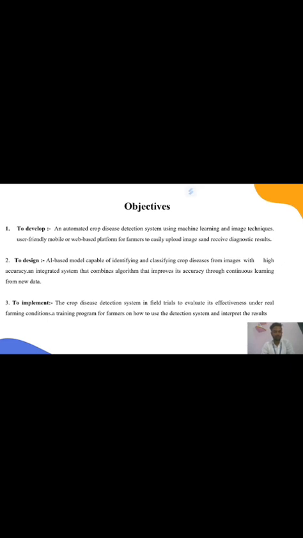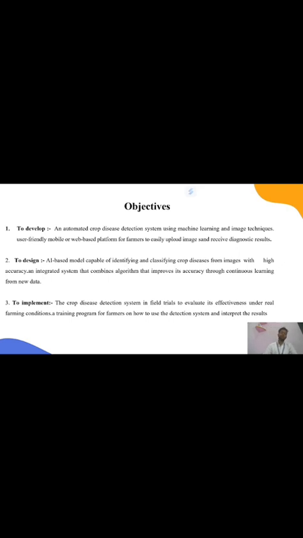First, develop an automated crop disease detection system using machine learning and image techniques, which is user friendly, with a mobile or web based platform for the farmers to easily upload the images, scan, and receive the diagnostic result. Second, design an AI based model capable of identification and classification of crop diseases from images with high accuracy, with an integrated system that combines algorithms that can improve accuracy through continuously learning from new data.